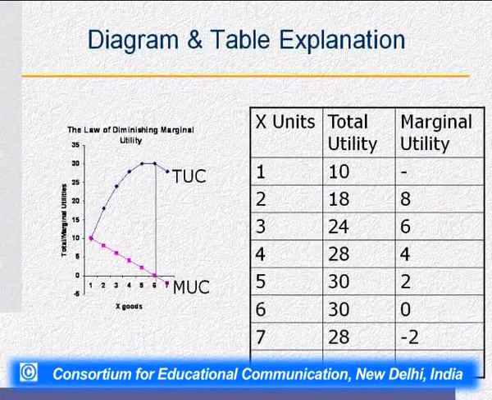After the 6 units consumed, it is maximum, and the MUC curve clearly indicates that it is decreasing, and after the 6th point it is in minus figure. So this is the law of diminishing marginal utility. With the help of the diagram and table explanation, we can identify how it works.